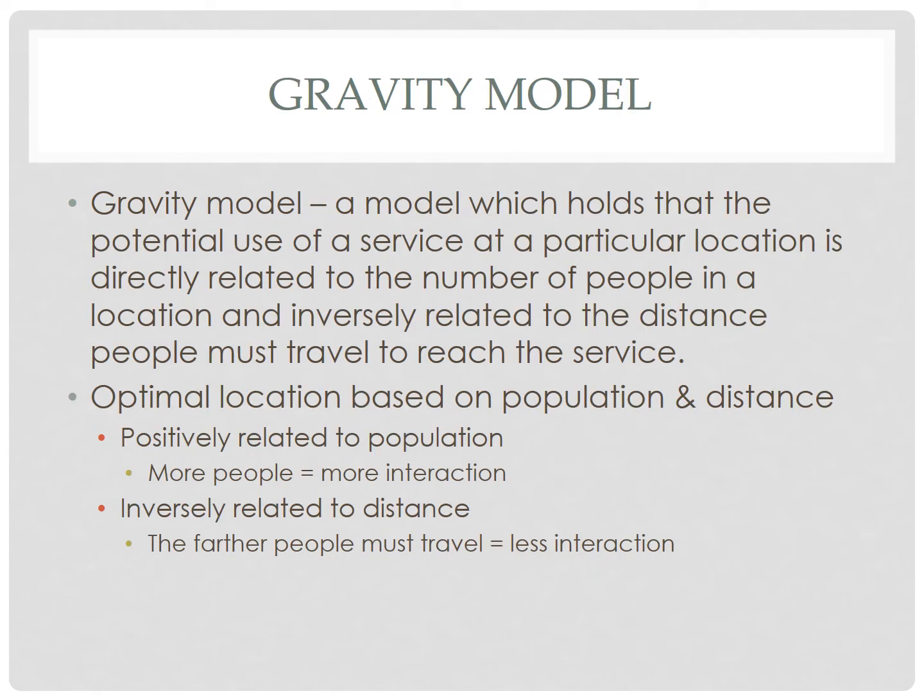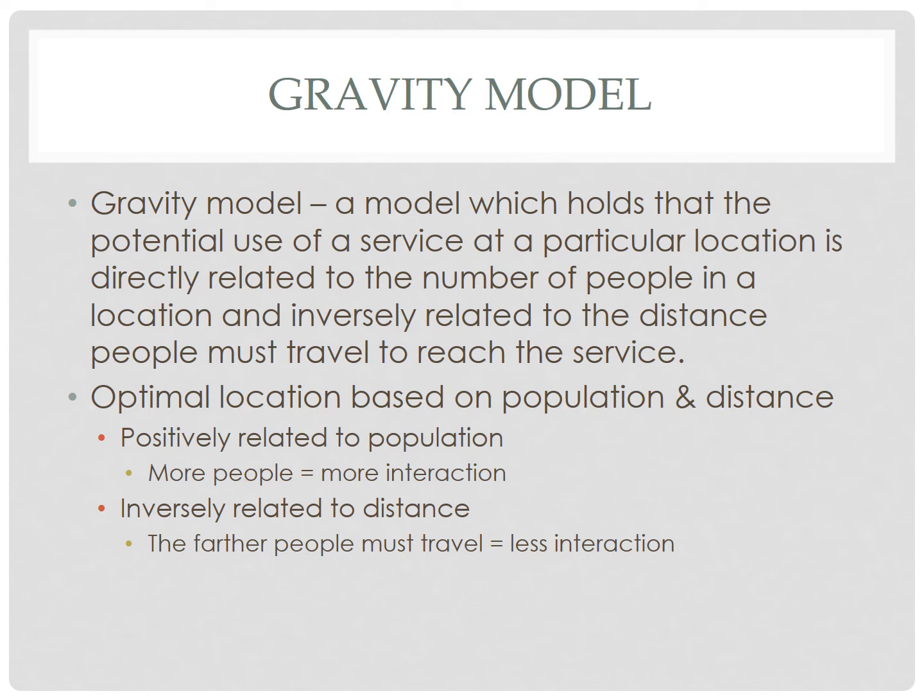Now, we've mentioned the gravity model a few times throughout the course of the year, but it comes back in again when we're talking about market areas and interaction between people. So here's the definition once again from the gravity model. A model which holds that the potential use of a service at a particular location is directly related to the number of people in a location and inversely related to the distance people must travel to reach that service. We're basically talking about range and threshold.